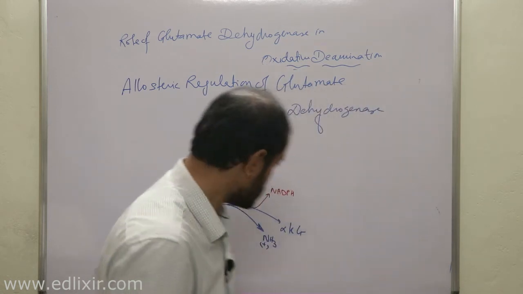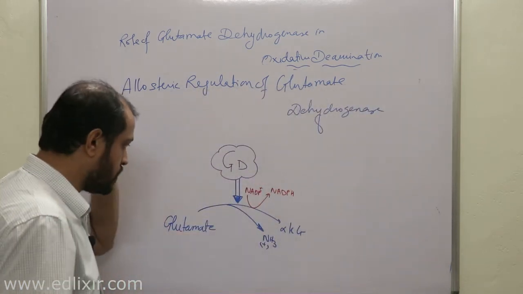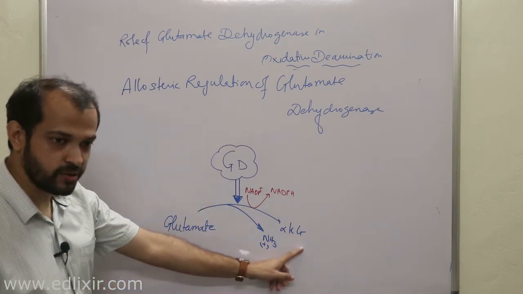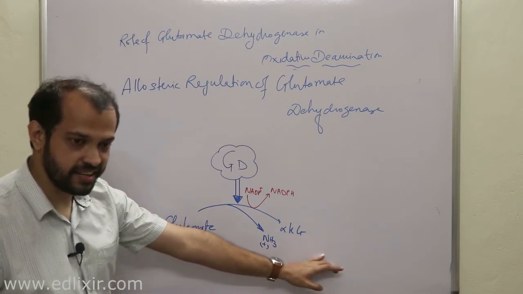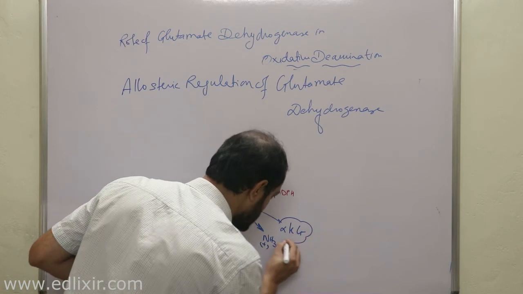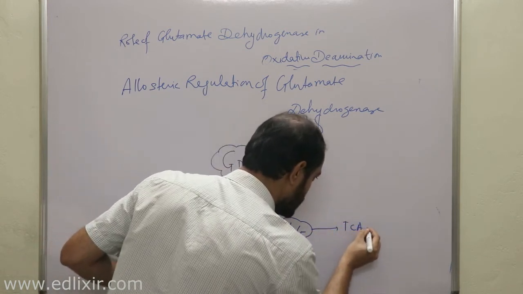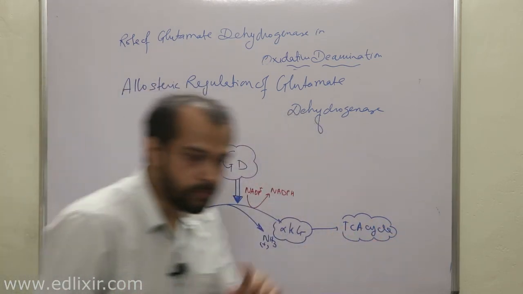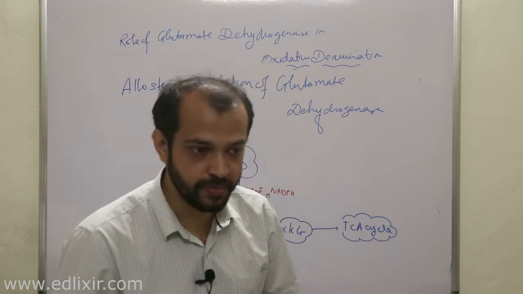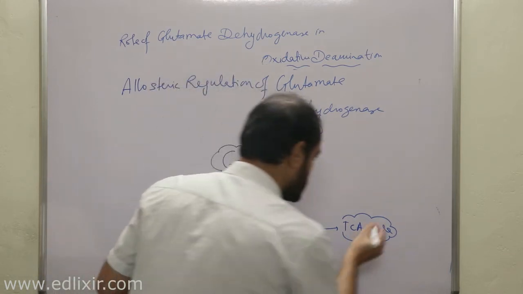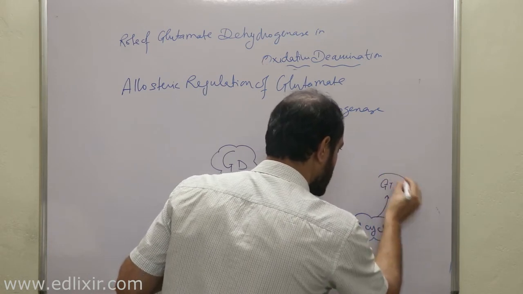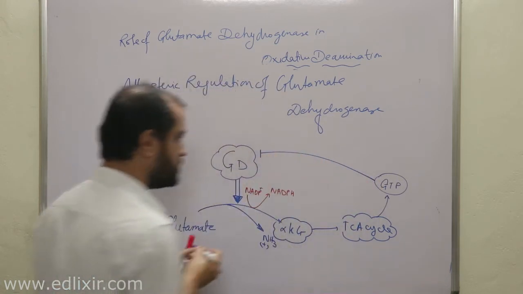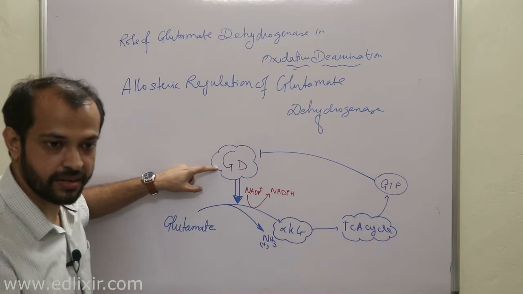Now listen with all your attention. Whenever glutamate dehydrogenase is converting glutamate into alpha ketoglutarate, that means alpha ketoglutarate is what? An intermediate of the TCA cycle. Now when alpha ketoglutarate enters the TCA cycle, it produces a compound known by the name of GTP, guanosine triphosphate, right? From the TCA cycle we get GTP. Now listen, this GTP inhibits glutamate dehydrogenase.